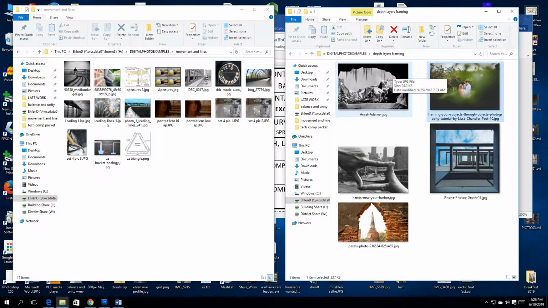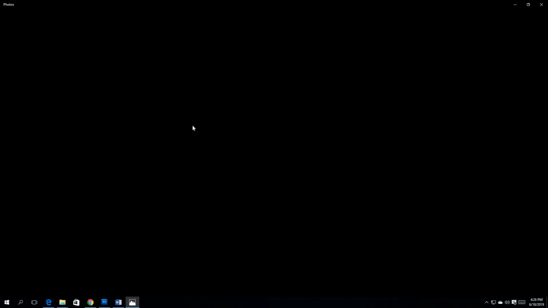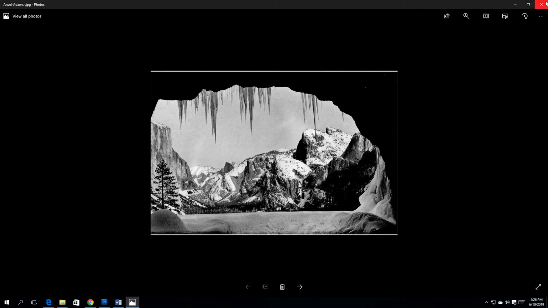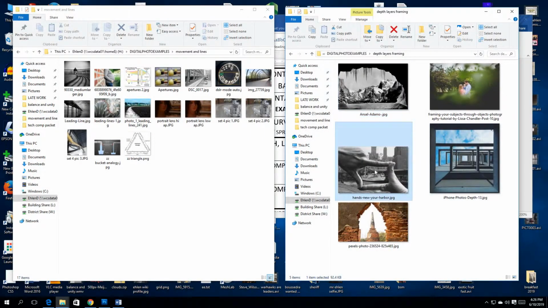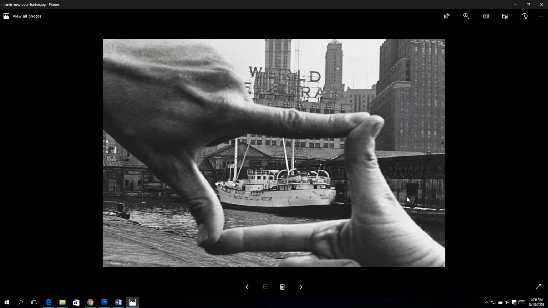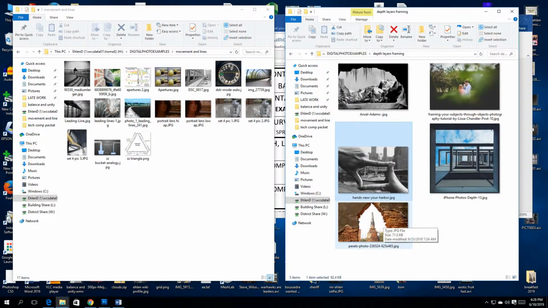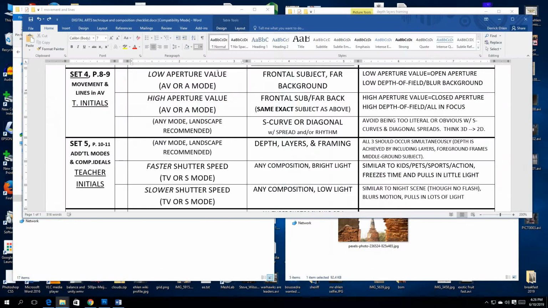So again, it's just when it surrounds it on at least two sides, like you see here with this Ansel Adams photograph, if not more than that. Sometimes you could even say it's very literal. So that's depth, layers, and framing. And when you take that picture, you're going to want to make sure that you are involving all of those things. So that brings us to aperture and shutter speed, which are the technique aspects of sets 4 and 5.